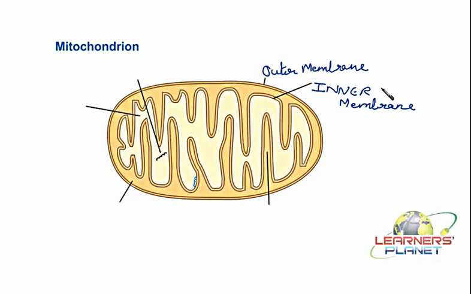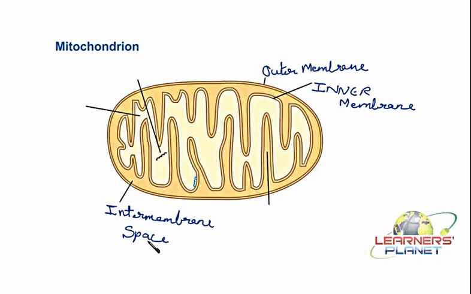Now beside this, these two membranes have some space in between. They are not simply stuck to each other; rather there is a space, and that space is known as the intermembrane space. Intermembrane means between the two membranes. So it is simply the intermembrane space.